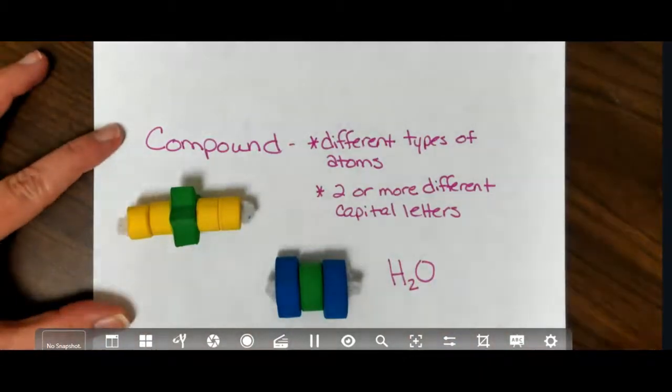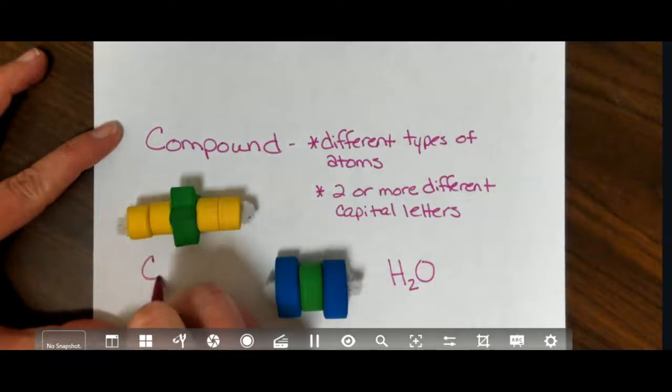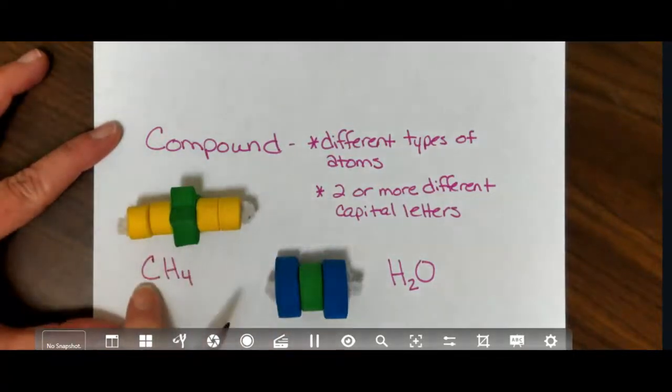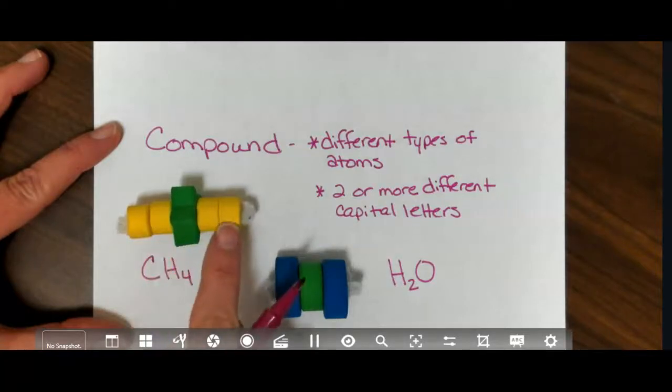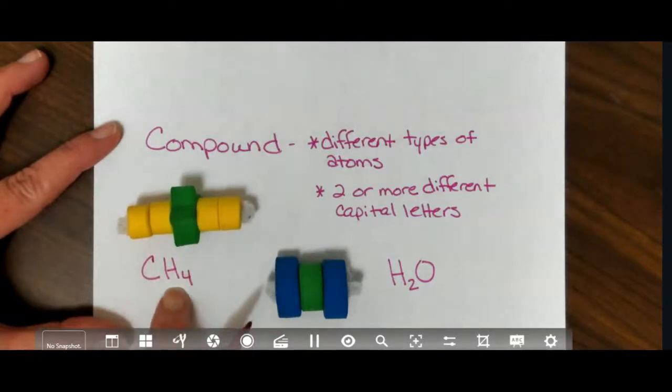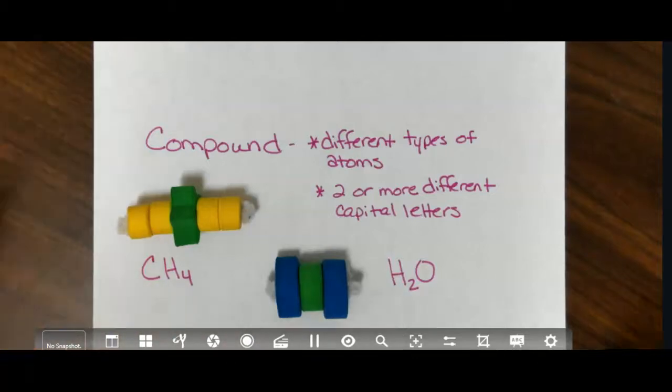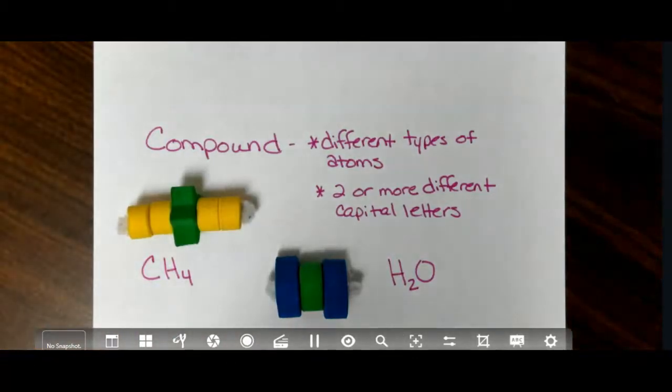Okay. So this could be represented as C, capital H, 4. Carbon could be the green, 1, 2, 3, 4 yellows, so I have 4 hydrogen. These are two different capital letters, so therefore they are two different elements.